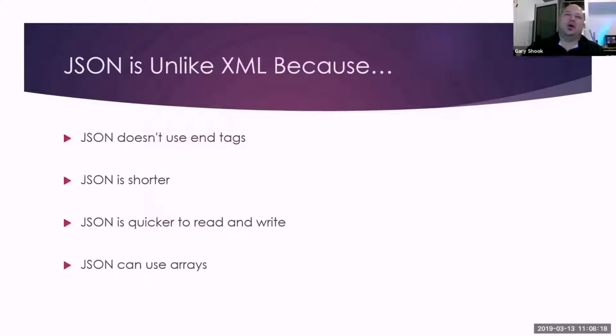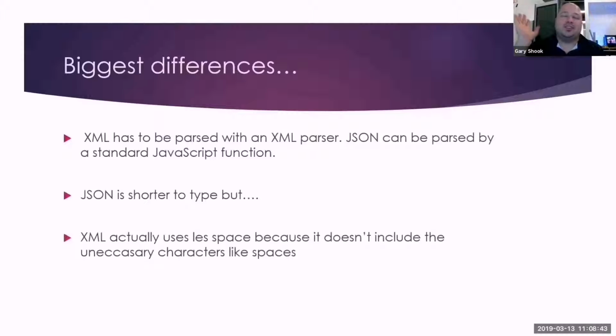JSON is unlike XML because JSON doesn't use end tags. JSON is shorter. JSON is quicker to read and write. JSON can use arrays. Now, even though JSON is shorter, there's a misconception, because XML doesn't include the spaces and all the needless, senseless characters inside. So XML actually is smaller in size. It could be half the size of a JSON file.